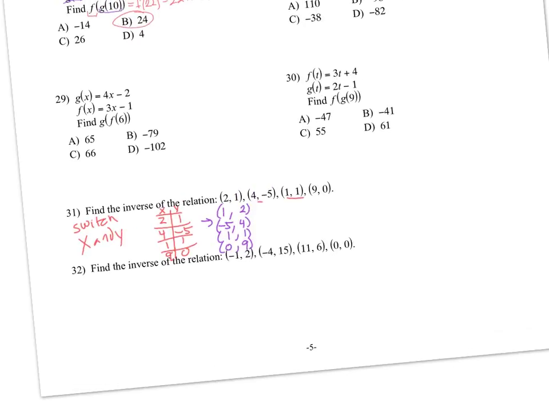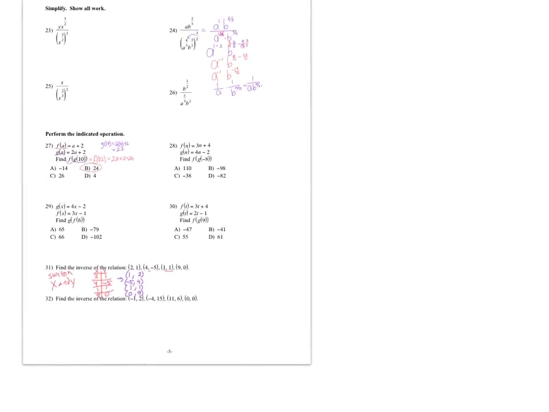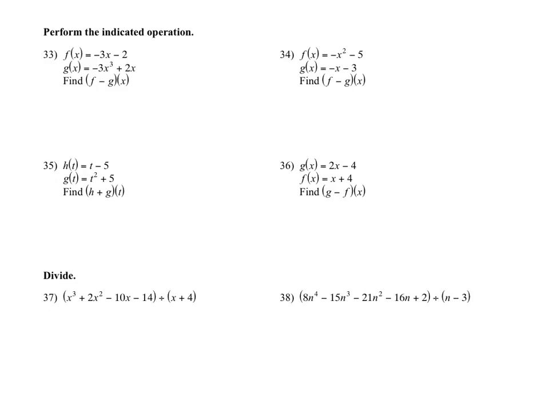I'm just going to zoom out and move on to the next page of the review. Next up, we've got to perform some more function operations. And here, it looks like we're doing some subtracting or some adding. So I'd like to interpret this.